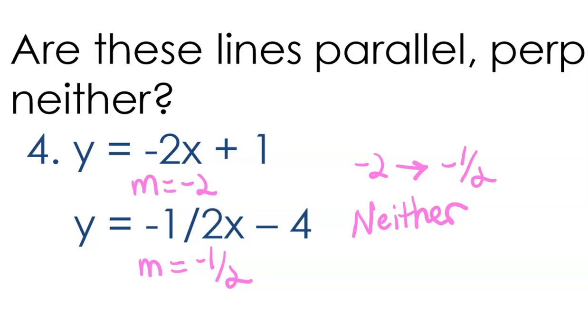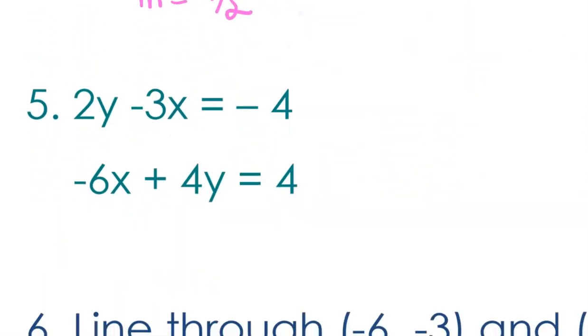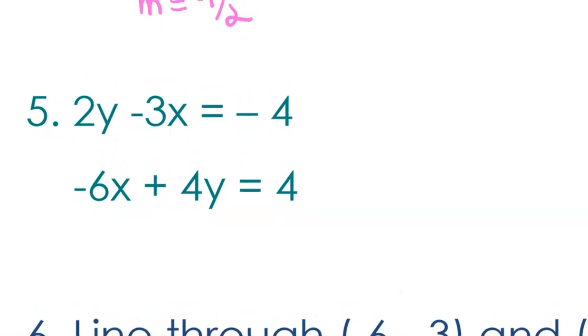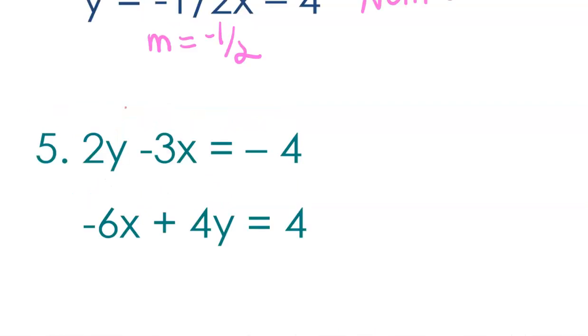Alright, let's take a look at the next one, number 5 here. These two lines are not in slope-intercept form, so we don't really know what the slope of the line is. So we have to get it in this form, y equals mx plus b. To do that, we need to solve each equation for y.